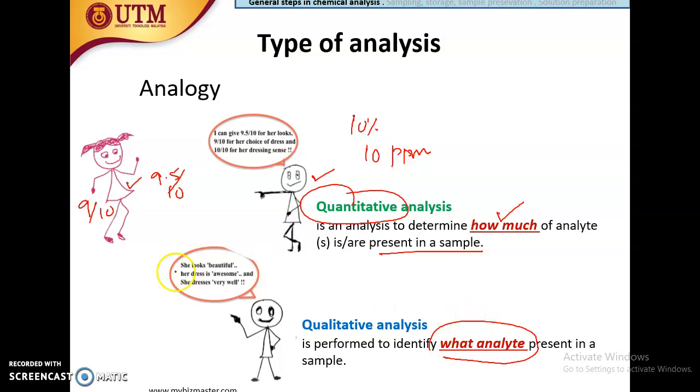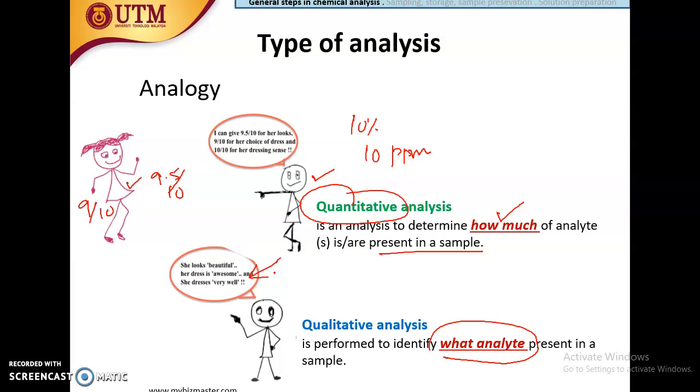This cartoon only says, oh, she looks beautiful, her dress is awesome, and she dressed very well. So there is no numerical data, no numerical results. Therefore, this is what we call qualitative. The question is, how is this relevant in forensic chemistry? Okay, go back to the main question.